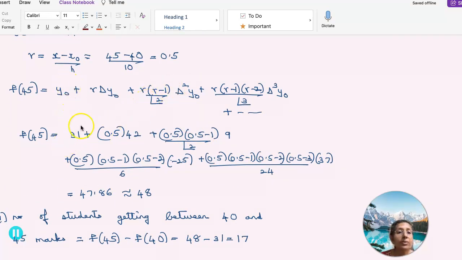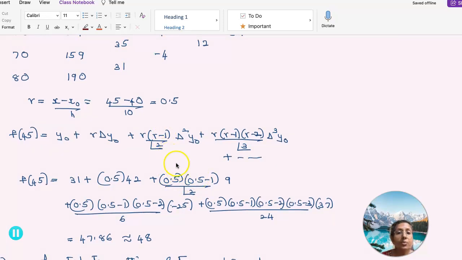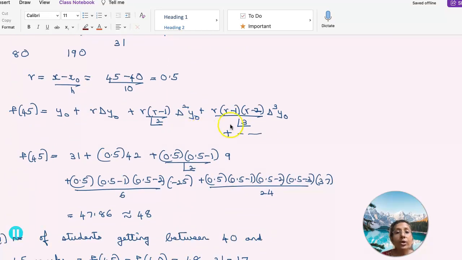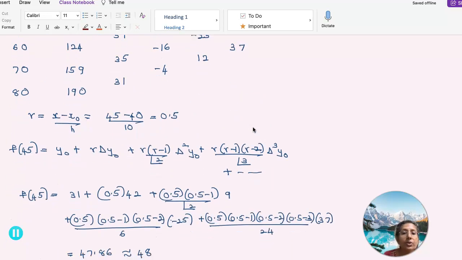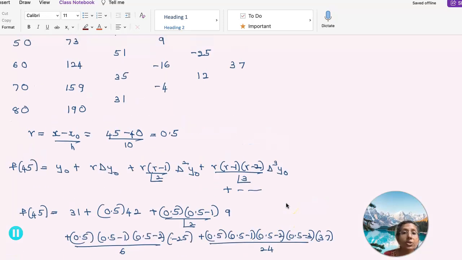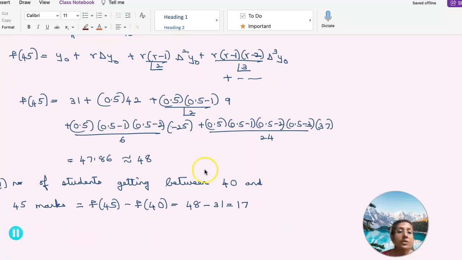So f of 45 will be y naught is 31, r is 0.5, delta y naught is 42, plus 0.5 into (0.5 minus 1) by 2, del squared y naught is 9, and then you have 0.5 into (0.5 minus 1) into (0.5 minus 2) by 6, del cubed y naught is minus 25, plus 0.5 into (0.5 minus 1) into (0.5 minus 2) into (0.5 minus 3) by 4 factorial is 24, and what is del raised to 4 y naught? It is 37. So calculating, you get 47.86. So since we are on number of students, we approximate it to 48.